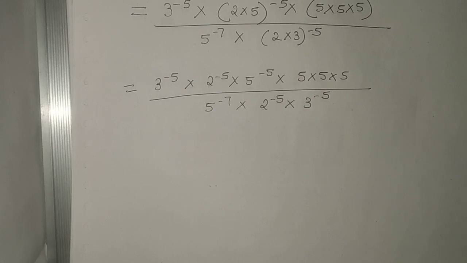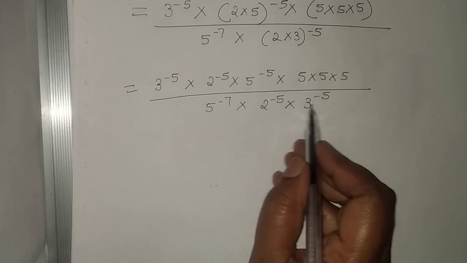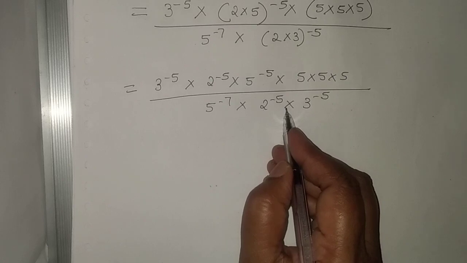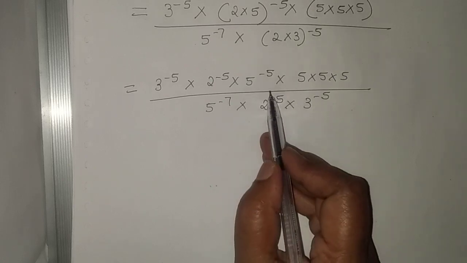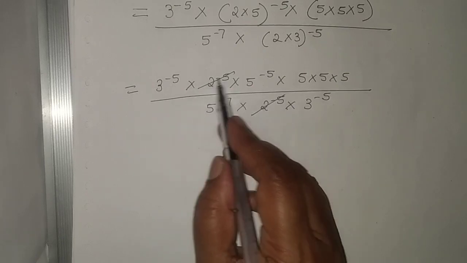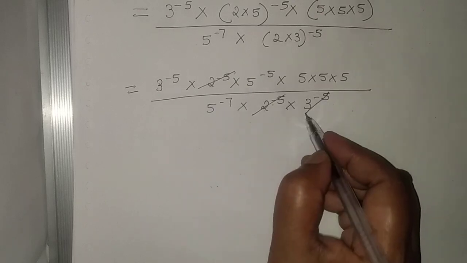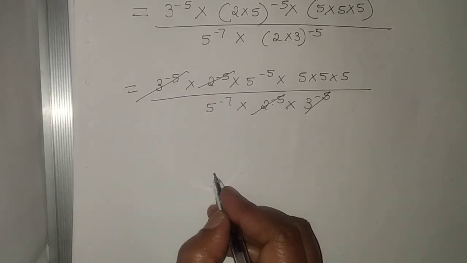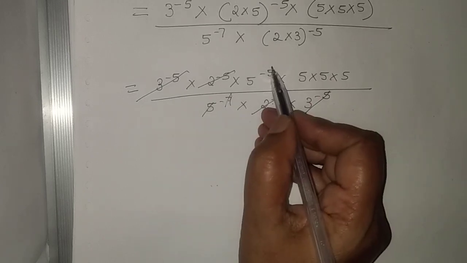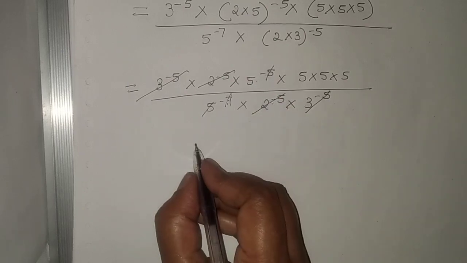So next we have to cancel here. This one is 3 power minus 5, 2 power. This one cancels. 2 power minus 5, 2 power minus 5. Then 3 power minus 5 is there. 3 power minus 5 cancels. Here one more 5 power 7 is there. Then here 5 power 5 is there. So remaining will be 5 power.